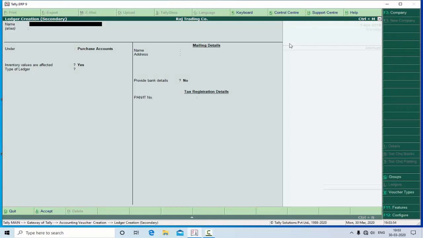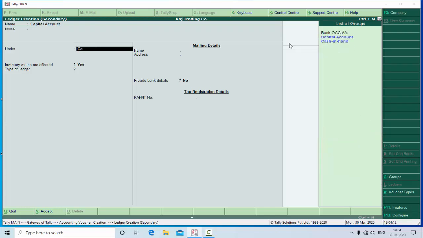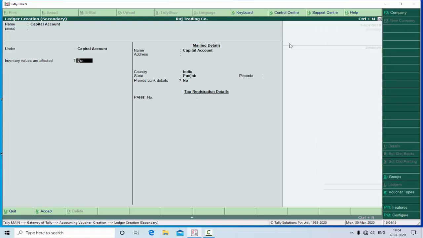To create the capital account, use the shortcut key Alt C. You can create any ledger in voucher entries by pressing Alt C. Enter the capital account here and then select the capital from here, like this. Capital from here means the group.